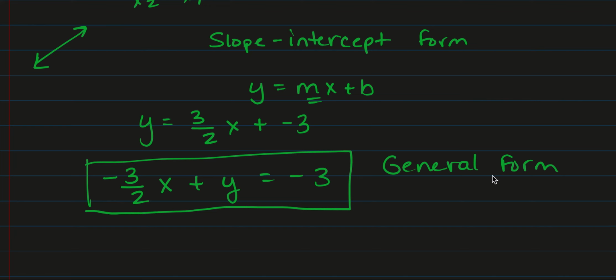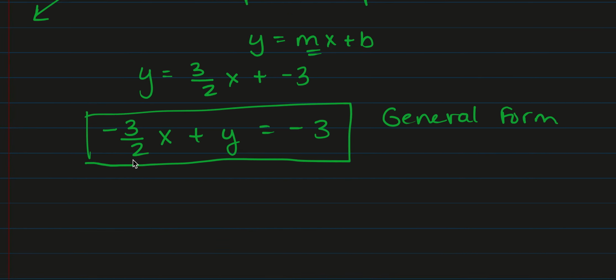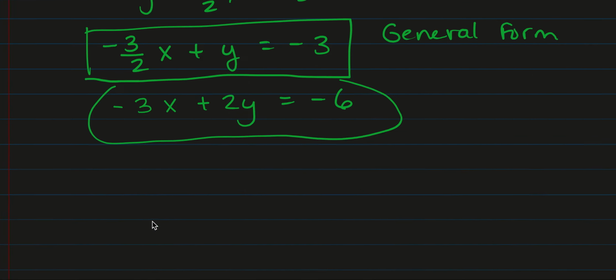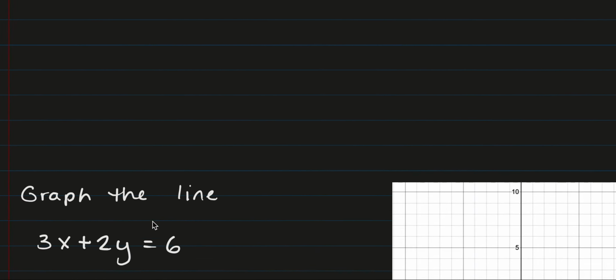Again, if you want to get rid of the fractions, because generally we don't like fractions here, we're just going to multiply everything by 2, and we'll get -3x + 2y = -6. And that's the same line, just without a fraction in the front. All right, let's move on.